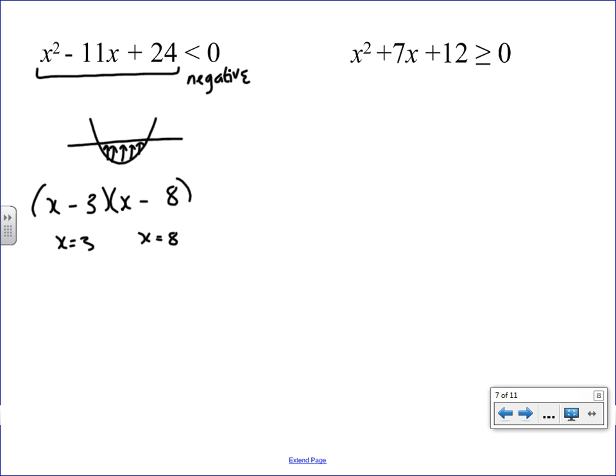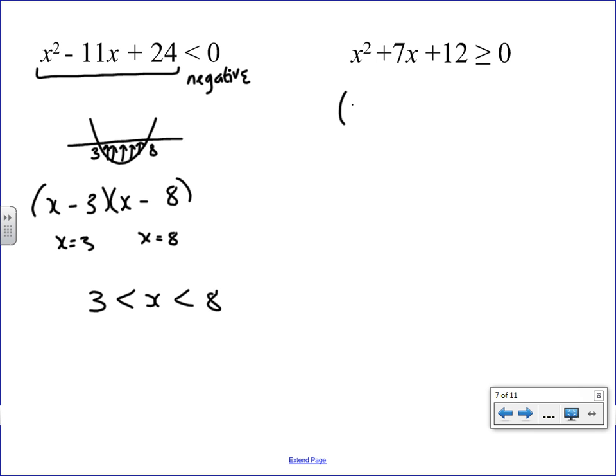So this is 3 and this is 8. And what I want is to be in between them. But I can't be 3 or 8 because I'm not allowed to be 0. I have to be actually negative. So it's in between those two.